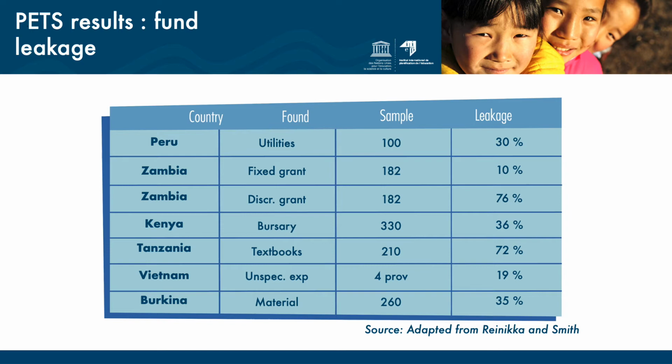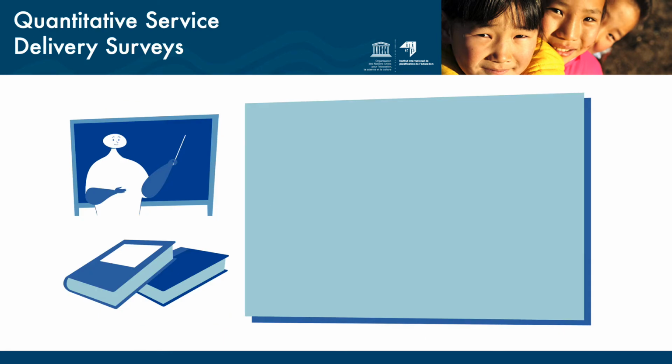You see that the percentage of leakage can range from 10% in the case of the fixed grant of Zambia up to 72% in the case of leakage of textbooks in Tanzania. This table shows clearly that leakage of resources in the system can be quite significant and sometimes even huge.